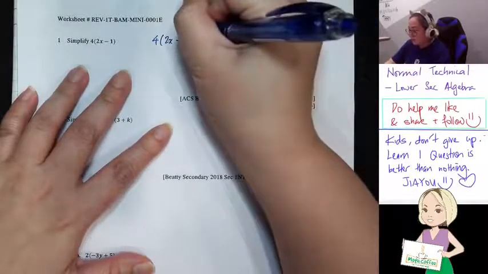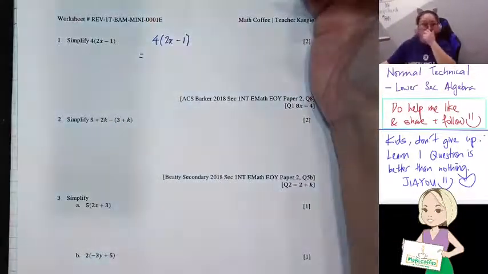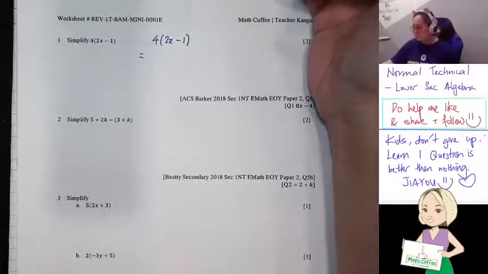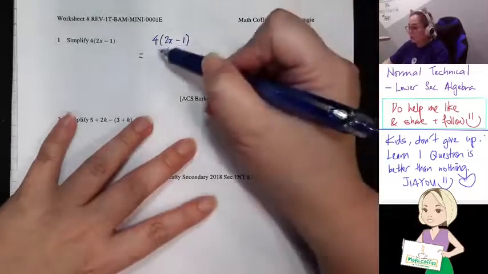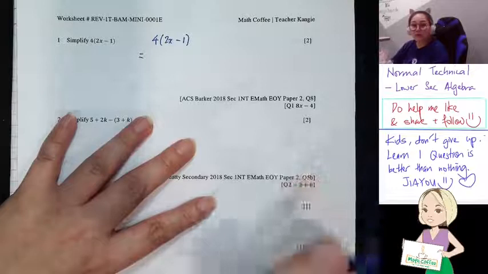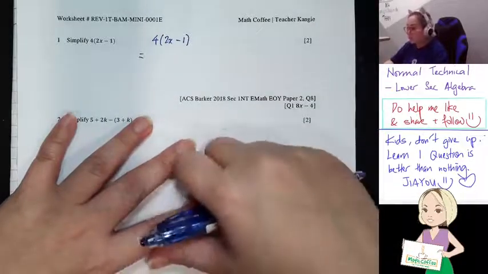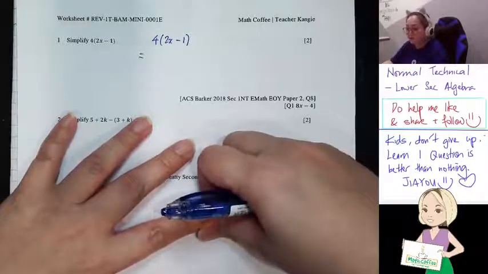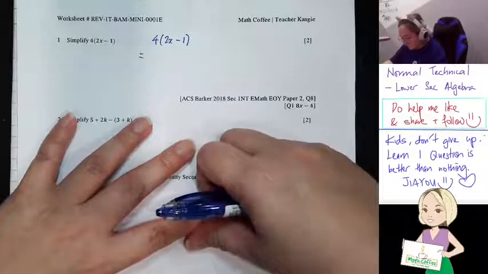Sunday will be 5 p.m. to 6 p.m. Yes, of course, at night. Can't be 5 a.m. to 6 a.m. Teacher Kranji cannot wake up at 5 a.m. I will still be sleeping and dreaming at 5 a.m.